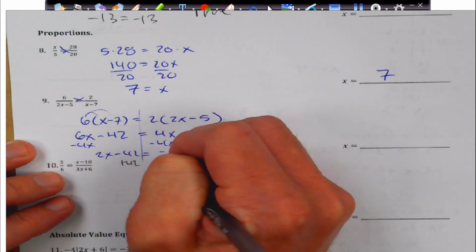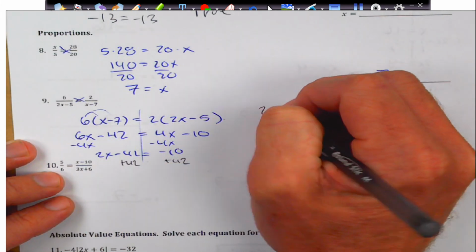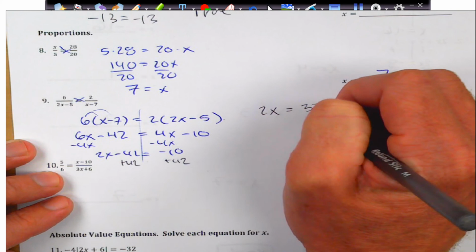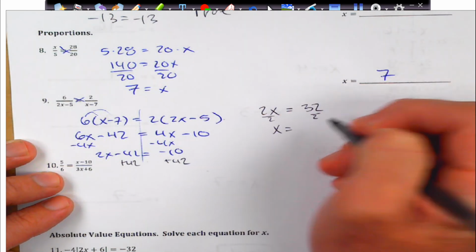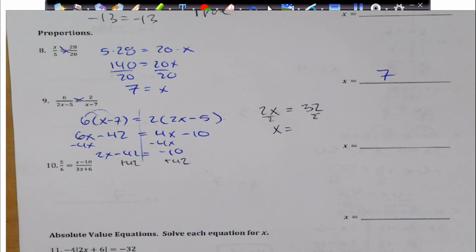So add the 42 over. Start here. We get 2x equals, it's going to become 32. Divide by 2 on both sides. X is going to end up being, what is that, 16, I think? Pretty sure 16. So yeah, we'll go with 16.